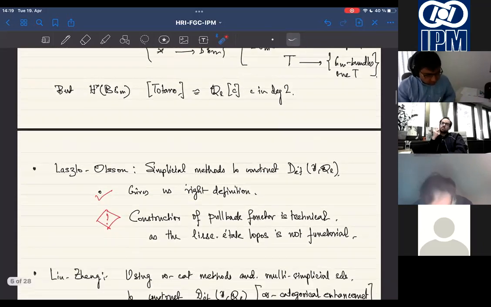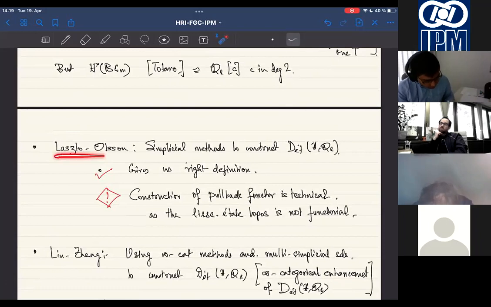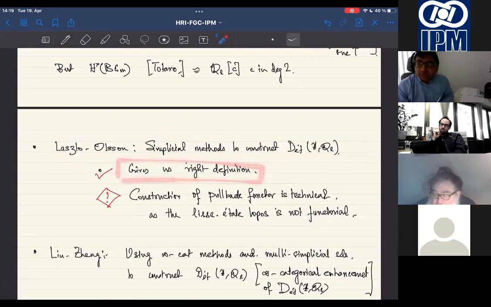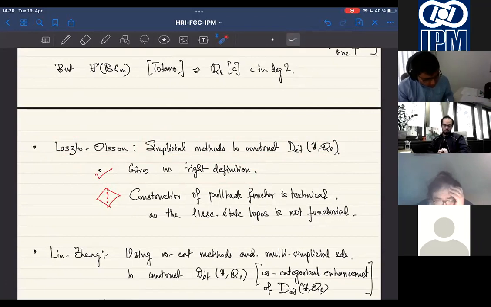Then the next venture which comes along in this is due to Laszlo and Olsson. So they use some simplicial methods to define such kind of derived categories. And I'm not going to define what they do, but what they do gives us the right definition. That means if you do these cohomological calculations, you get the correct one that you are hoping for. But there is a problem.